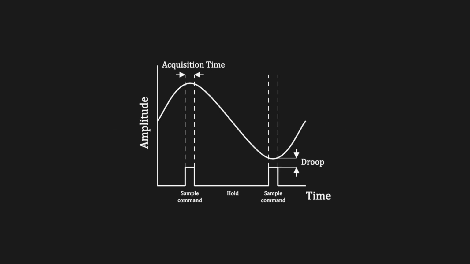The acquisition time is the delay between when the sample command starts and when the sample is actually taken. A longer delay can lead to inaccurate values depending on how quickly the signal is changing.